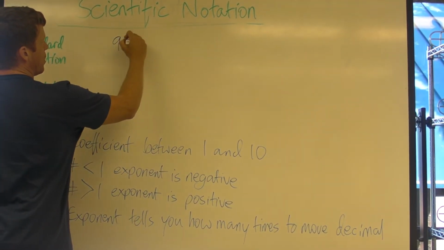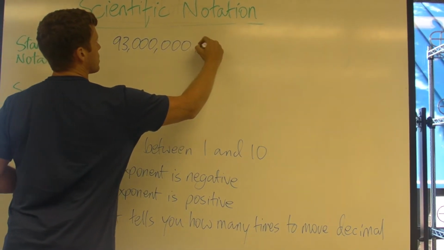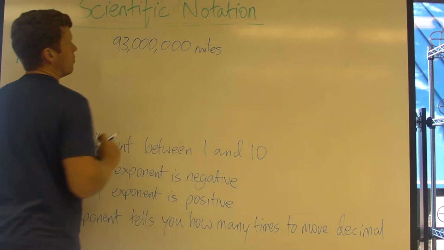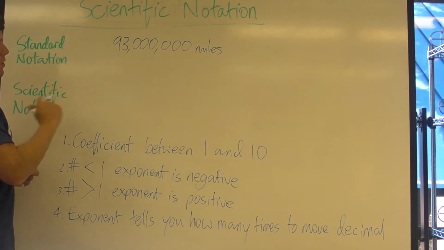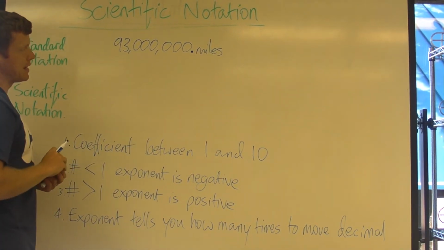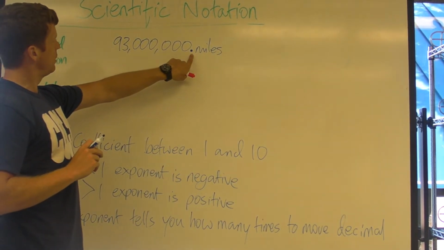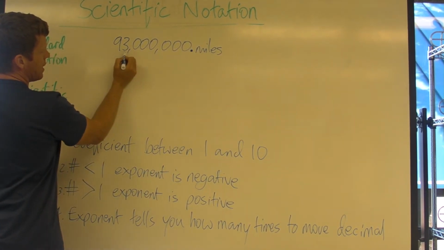So the distance from Earth to the Sun is this many million miles. Rounding it up is actually 93 million. To write that number in scientific notation, we need to know that the decimal is on the end of the number, for a number like this. So we're going to move it in between the 9 and the 3.